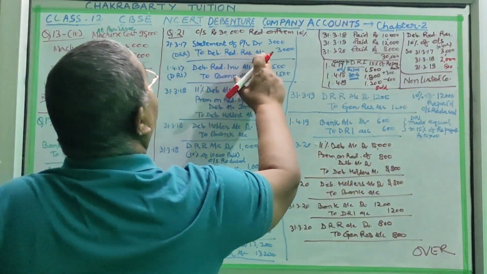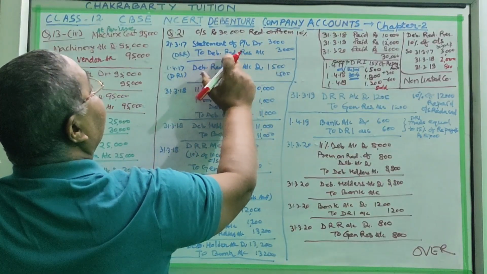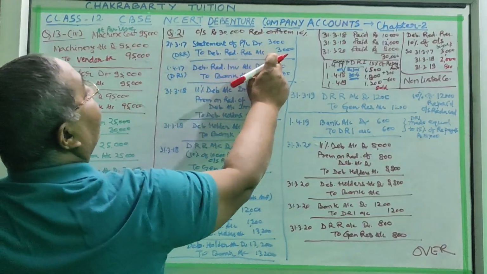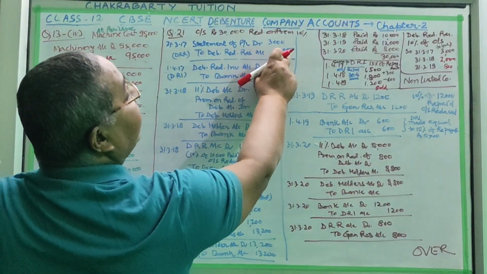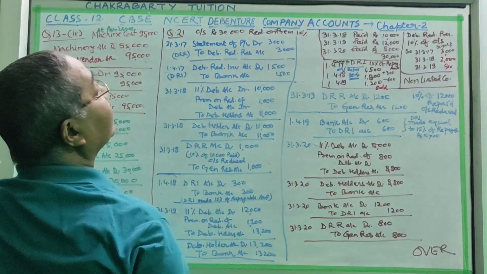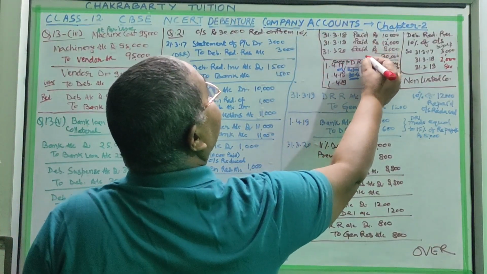On 31/3/17 you will debit statement of P&L account and credit debenture redemption reserve account. You will write it as DRR, 3,000, which is equal to the outstanding value. At this time, on 31/3/17, your outstanding was 30,000, because this is the before figure.